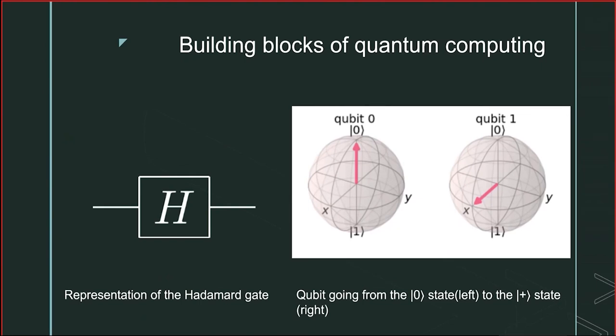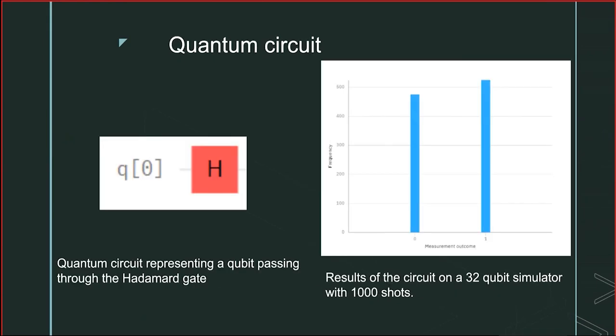Now, let's see how to use these qubits. To change the value of a qubit, we use quantum gates. Visually, these gates allow us to move the state of the qubit on the surface of the sphere. On the picture on the right, we have the example of a qubit going from the 0 state to the plus state thanks to the Hadamard gate. By using several gates together, on several qubits, we create a quantum program that we call a circuit.